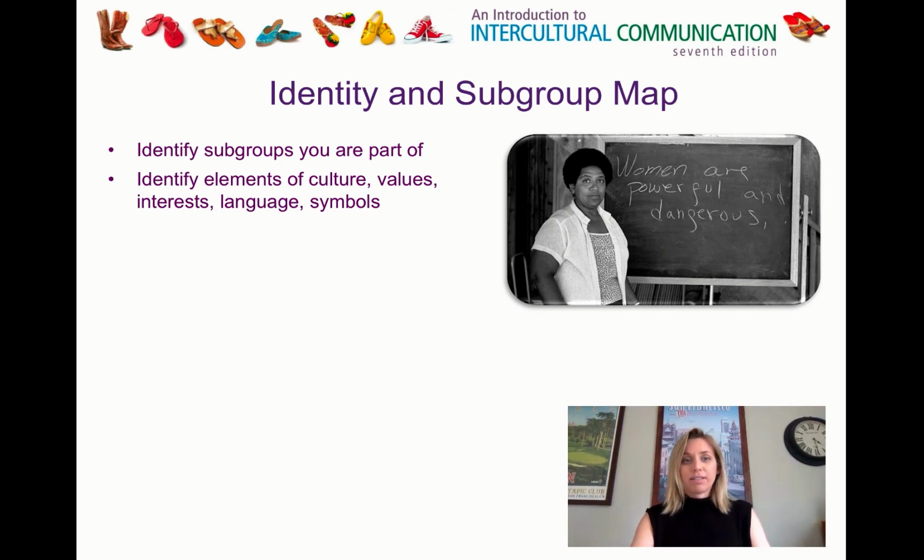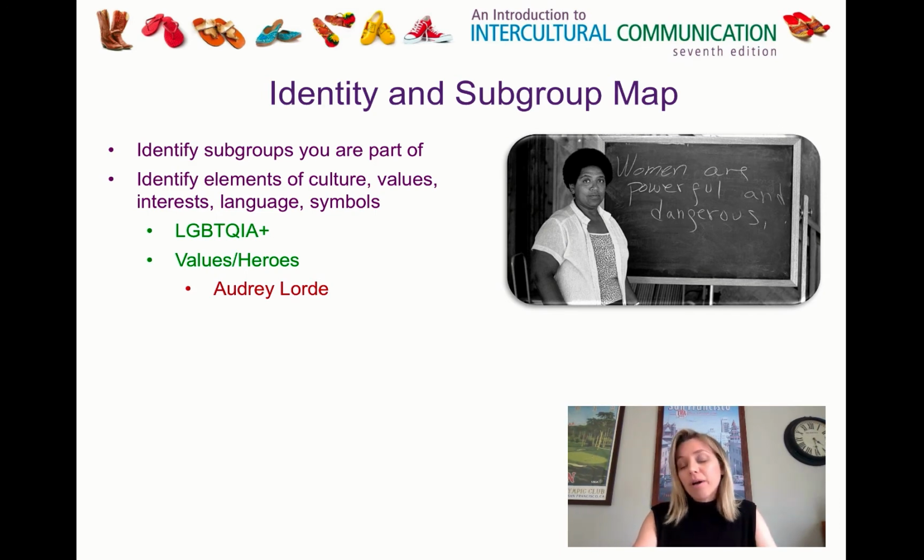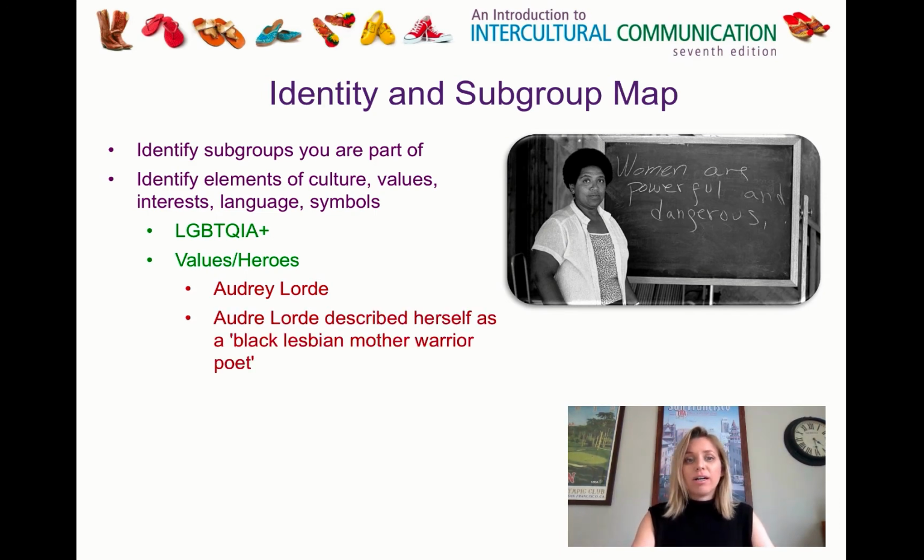So, I'm going to give you an example. Maybe you identify as part of the LGBTQ community. And so, if you're going to look at the elements of this subgroup, that would tell you something about the group. For example, values and heroes. So maybe you value things like equality for all. Maybe you have a hero like Audre Lorde, as pictured here, who is a poet and author and scholar. Audre describes herself as a Black lesbian mother warrior poet.